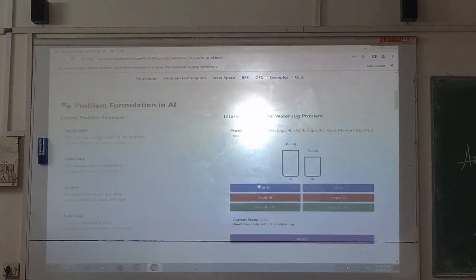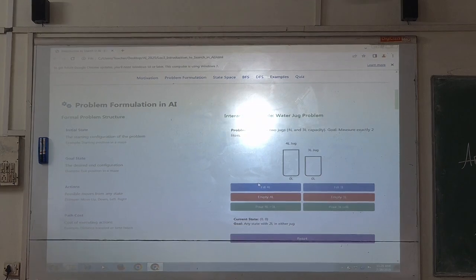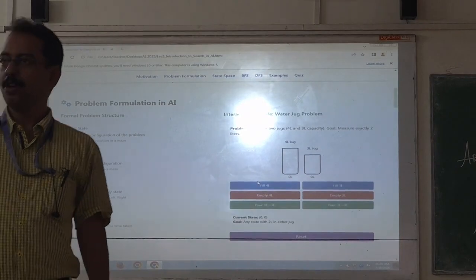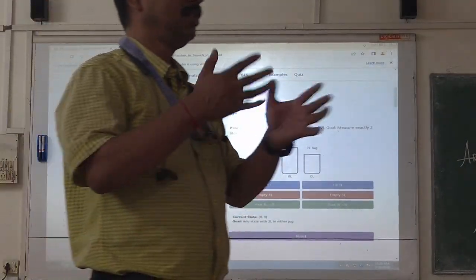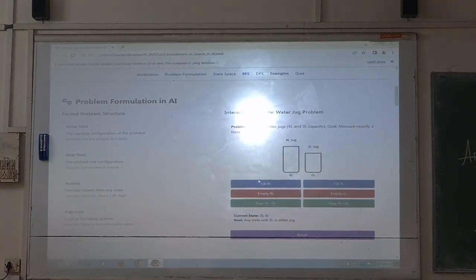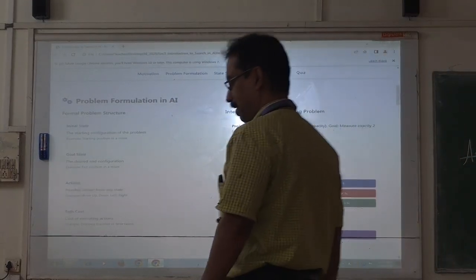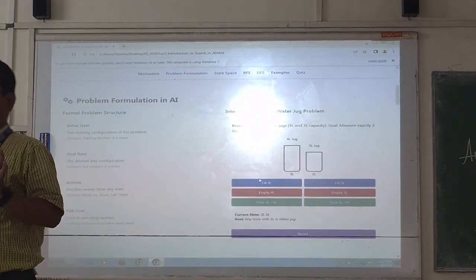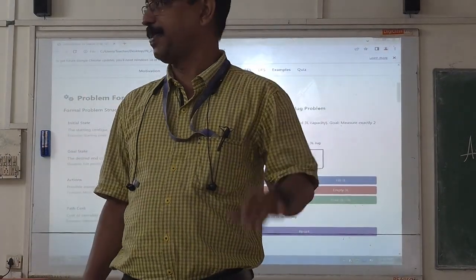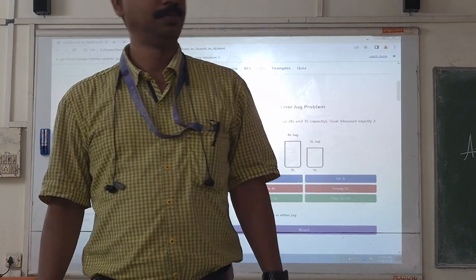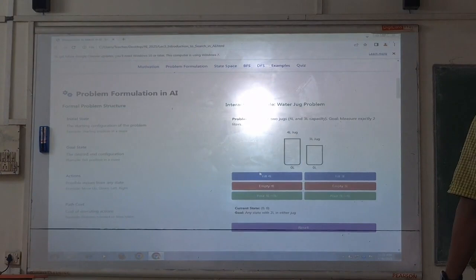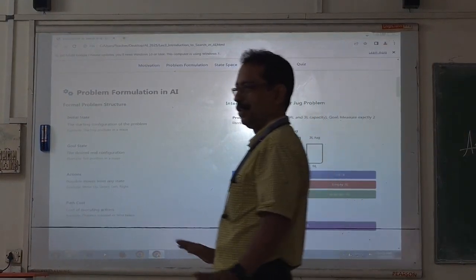Now, the problem formulation we have already discussed: how to formulate a problem in AI, and the different stages, steps or components of AI formulation. Now we will take a very well-known example, which has been used in the discussion of state space and problem solving for many years. It is called the water jug problem. The problem statement is very easy to understand.